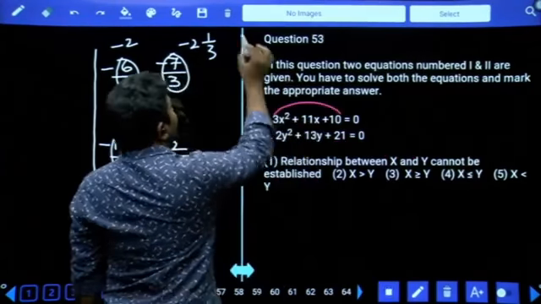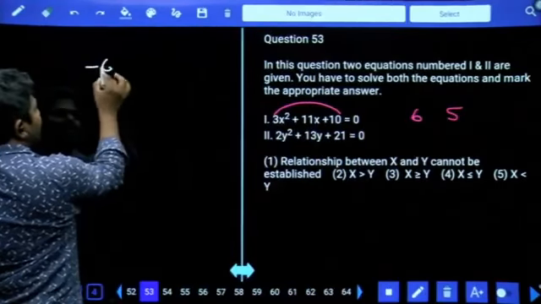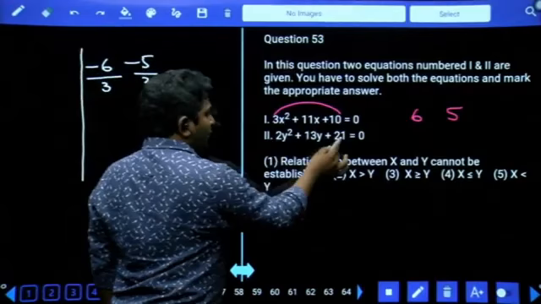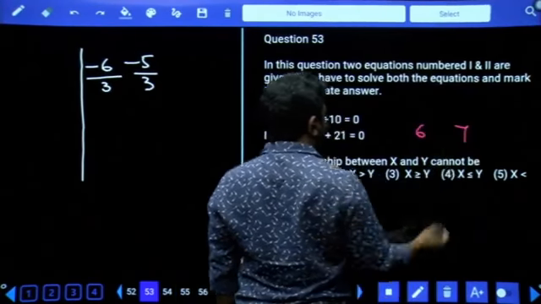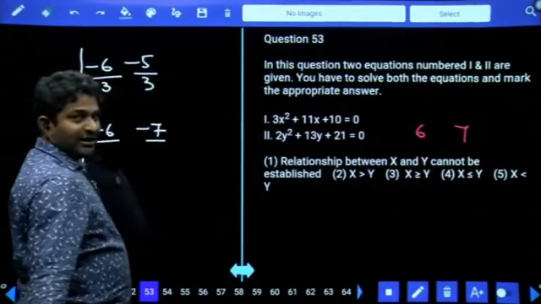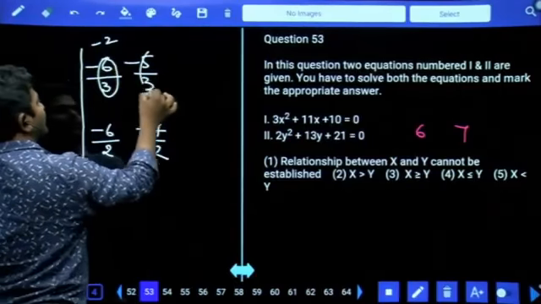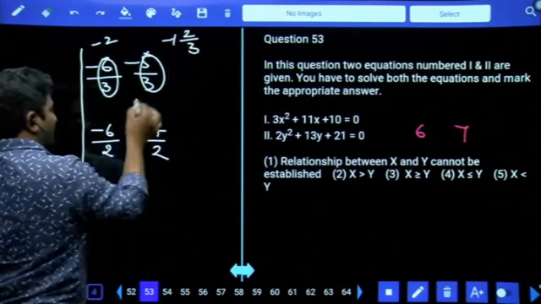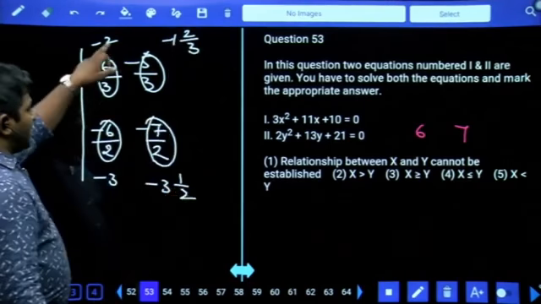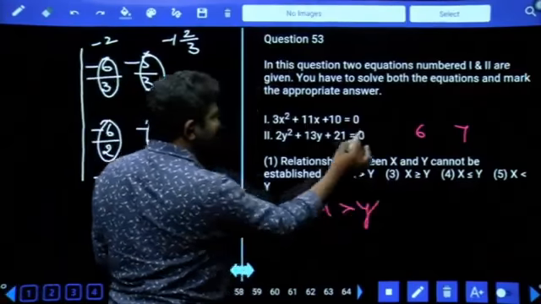3 into 10 is 30. 30 can be written as 6 into 5. Plus 6 plus 5 is 11. Factors are minus 6 minus 5 divided by the coefficient of x square, that is 3. 2 into 21 is 42. 6 into 7 is 42. Minus 6 minus 7, these are factors divided by the coefficient of y square. This is minus 2, minus 1 2 by 3. This is minus 3, minus 3 and a half. X greater than y. Hence x is greater than y is our final answer.